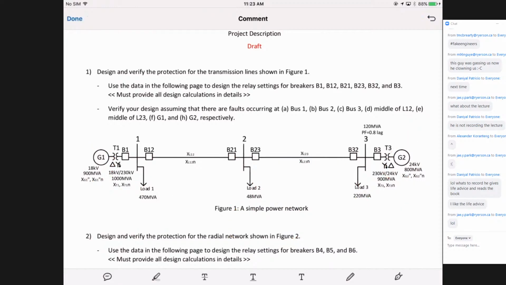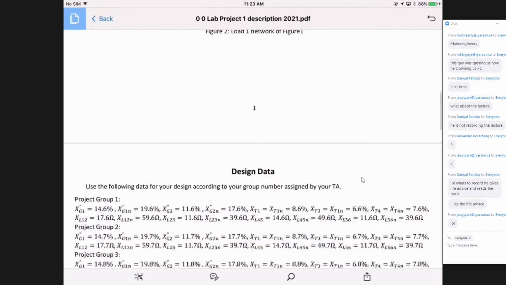Use the data in the following page. So what data in the following page? Each group will have different data. It just changed a little bit.